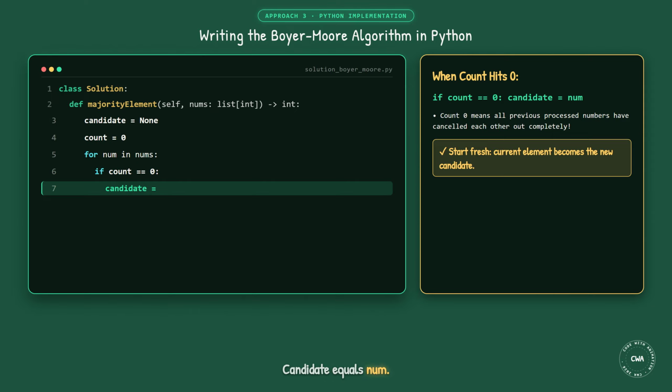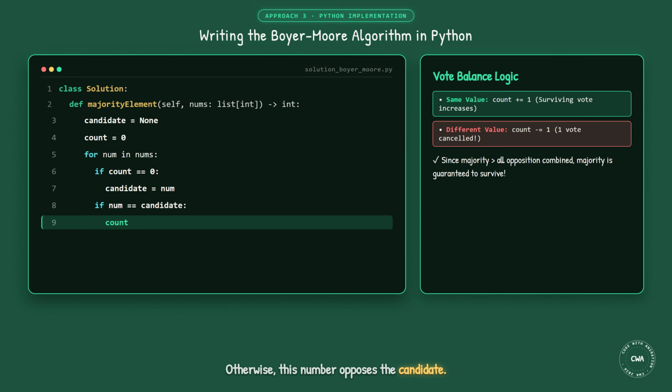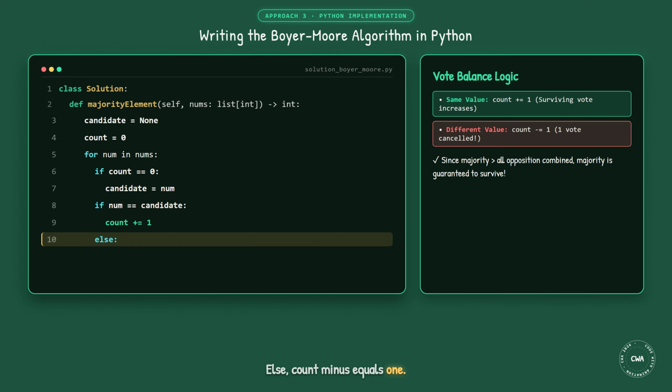So the current number gets a fresh chance. Candidate equals num. Now compare the current number with our candidate. If both are the same, give the candidate one vote. If num equals candidate, count plus equals 1. Otherwise, this number opposes the candidate. So cancel one vote, else count minus equals 1.